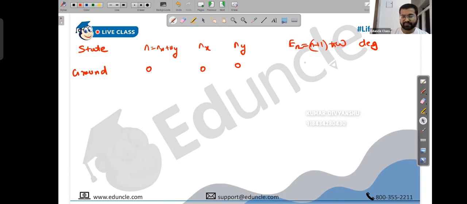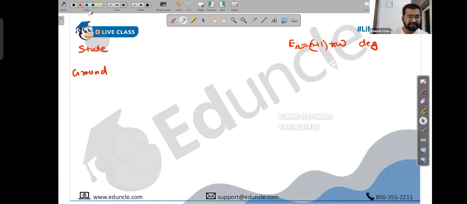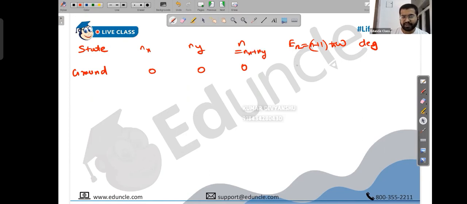So n is 0. I think you may not be comfortable with this way. I feel nx and ny should be written first, so that you go from left to right, but I will still start from n here. How can I get 0 when nx and ny are both 0? nx plus ny both are 0. And the value of E0 will be (0 plus 1) h bar omega, that's just h bar omega. Nobody else can give me this value. Degeneracy is 1, or you can say non-degenerate.